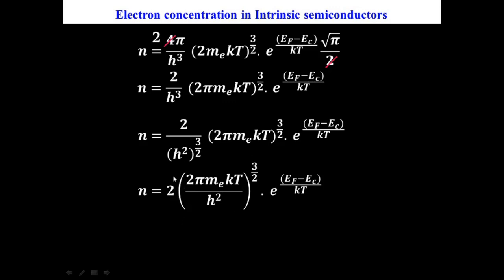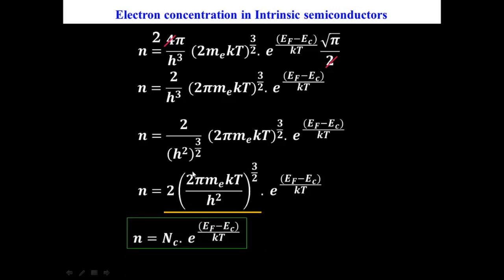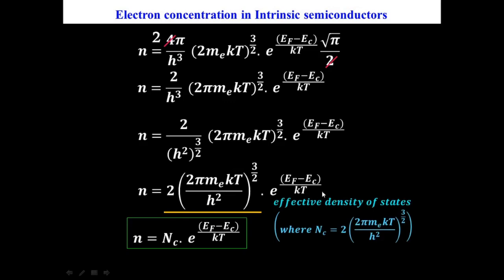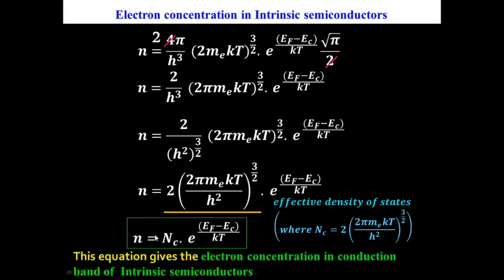Now this term, 2 into this bracket, is denoted by Nc. So the concentration of electrons in the conduction band is equal to Nc into exponential to the power (EF minus EC) by kT, and this bracket term, that is Nc, is known as the effective density of states of electrons, where Nc is equal to 2 into (2 pi m e kT upon h square) to the whole power 3 by 2. So this is the effective density of states of the conduction band for electrons. This is the final expression of the electron concentration, or number of electrons, in the conduction band of an intrinsic semiconductor.